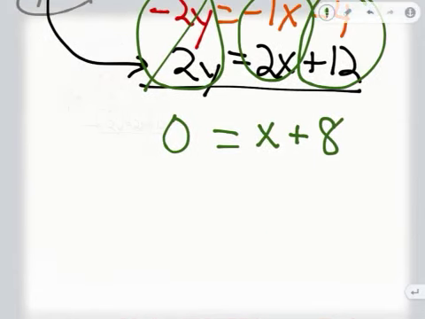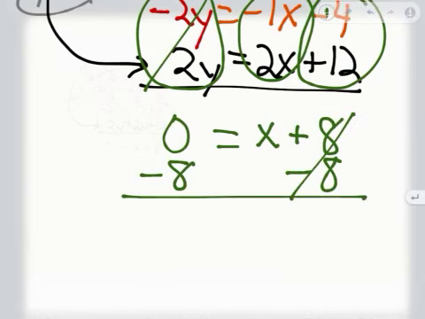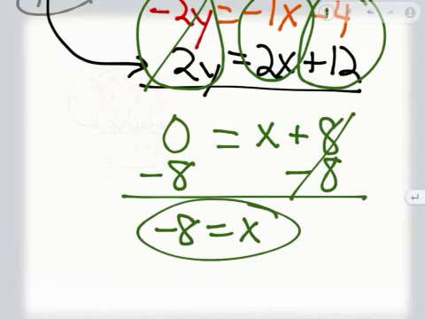So now, in order to solve this, I just subtract 8 on the right side, subtract 8 on the left side, and I've got -8 equals x. So that's what x equals.